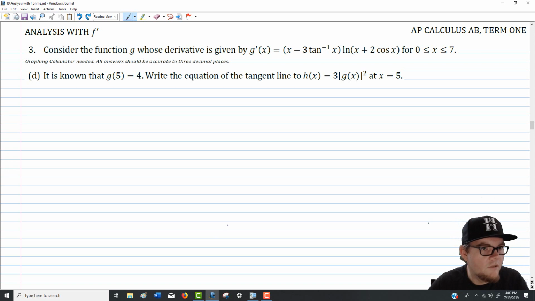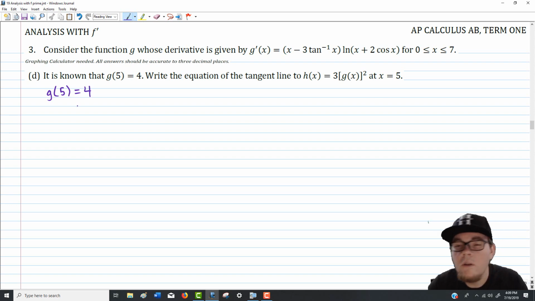So it is known that g of 5 equals 4. Okay, so that's actually a weirdly powerful piece of information. As of this point, we only knew what the derivative was. We didn't have any single point on the original function, but now we have a single point of context. We know that if you plug in 5 to that function g, whose derivative is this guy, that we're going to get 4. So keep that in mind. That's a pretty powerful starting point.